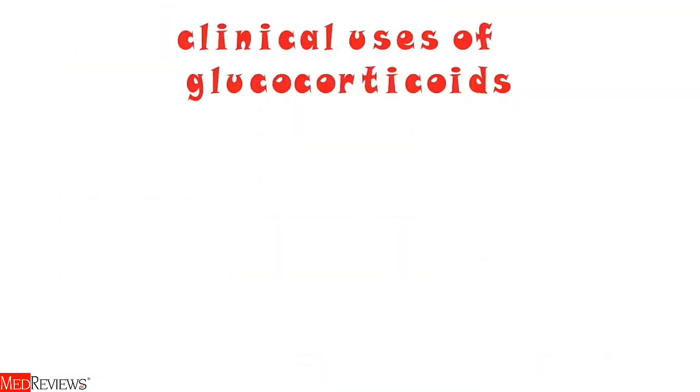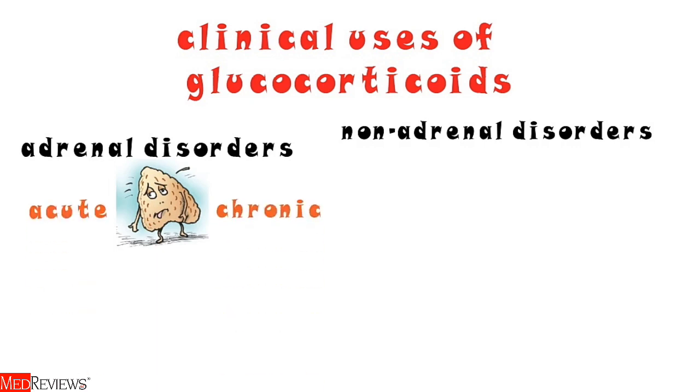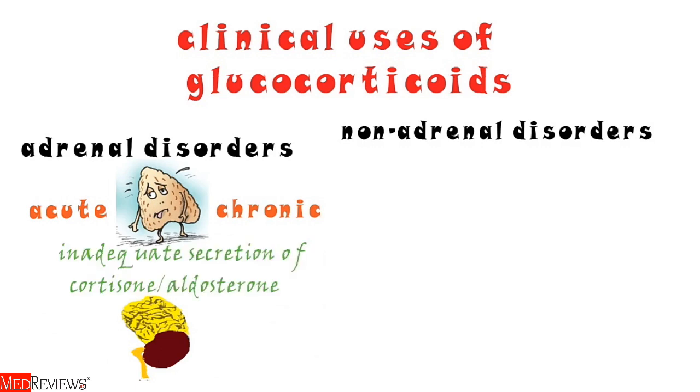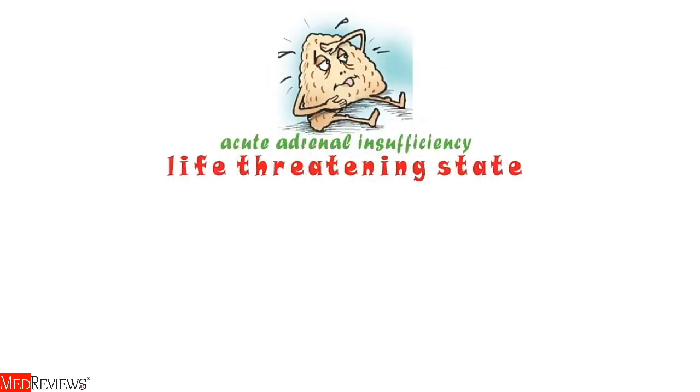We will talk about the clinical uses of glucocorticoids in 2 parts. First in adrenal disorders. Then in non-adrenal disorders. In adrenal disorders we will talk about adrenal insufficiency, either acute or chronic, and congenital adrenal hyperplasia. Adrenal insufficiency results from inadequate secretion of cortisol and aldosterone. First, cases of acute adrenal insufficiency, which is a life-threatening state. It is mostly caused by severe stress or sudden withdrawal of chronic glucocorticoid therapy.